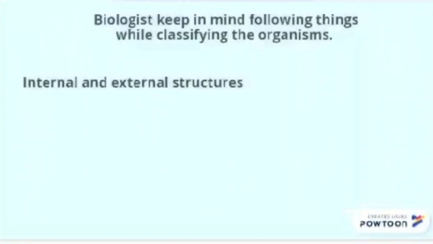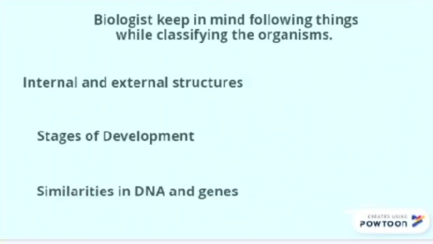The second point on the basis of which organisms are classified is the stages of development, that is, how they are developed and how they reproduce. And then a few scientists also classify organisms on the basis of similarities in DNA and genes.